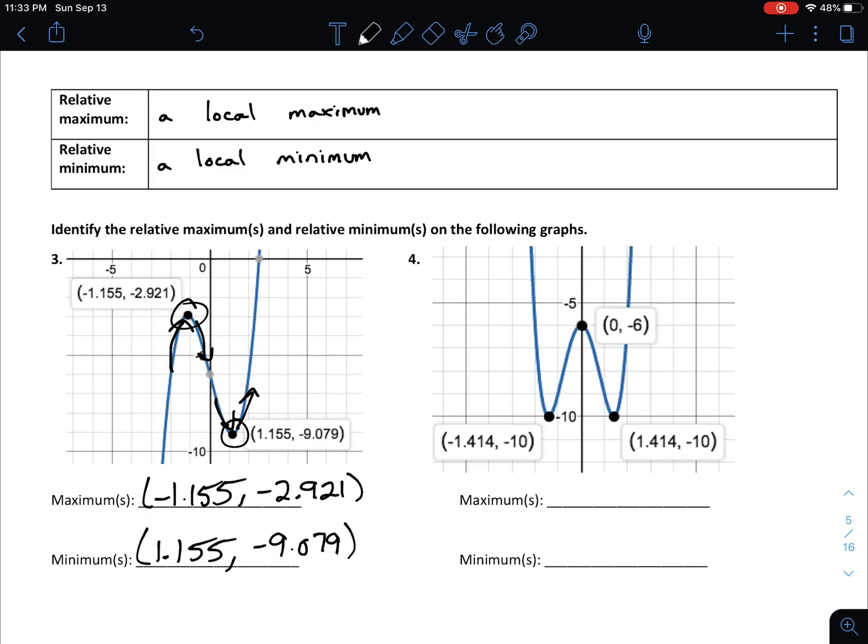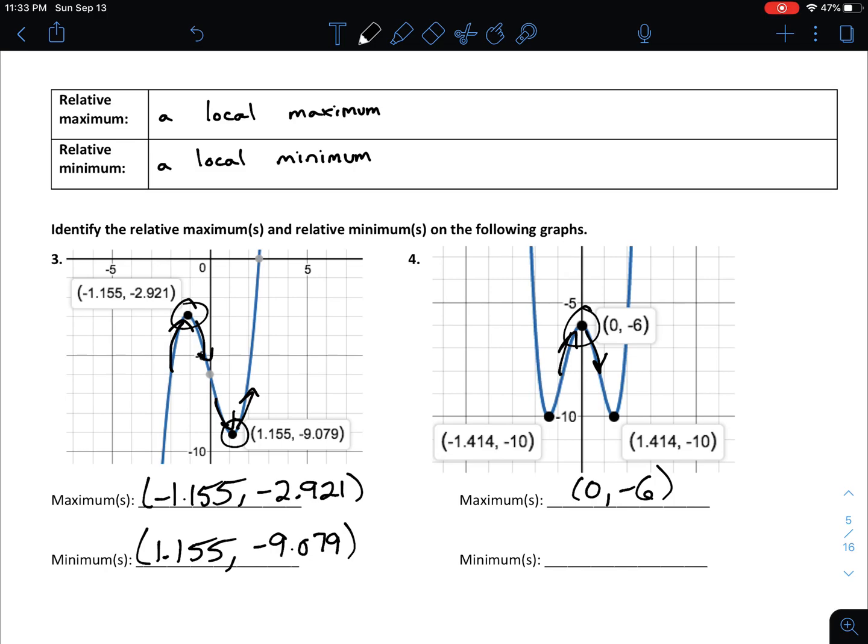All right, let's take a look at number 4. So number 4, relative maximums. We're looking for anything that looks like the top of a hill. And here we've got a point that looks like that. It does switch from increasing to decreasing, so that would be a local maximum at (0, -6).